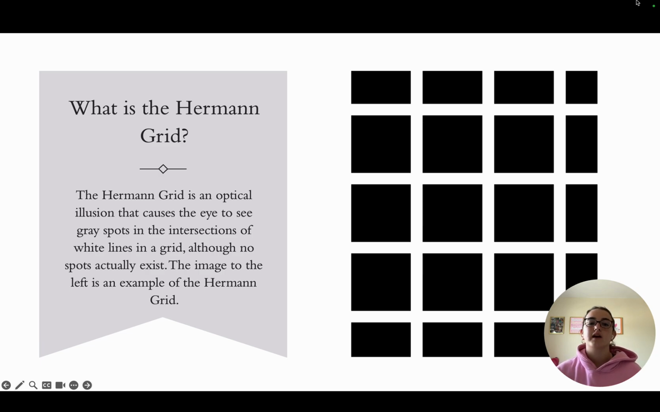So what is the Herman grid? I talked about it a little bit in the last slide, but the Herman grid is an optical illusion that causes the eye to see gray spots in the intersections of white lines in a grid, although no spots actually exist. If you look at the grid, you can see the gray spots in the intersections, but then when you look away, they kind of disappear. This is a pretty basic version of the Herman grid, and it can be found in other forms, such as on a keyboard of a computer.